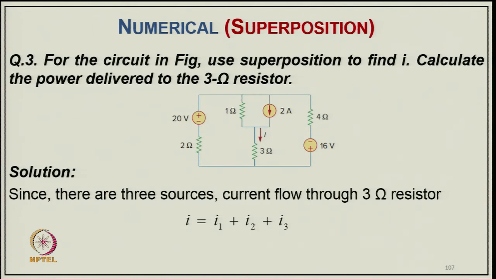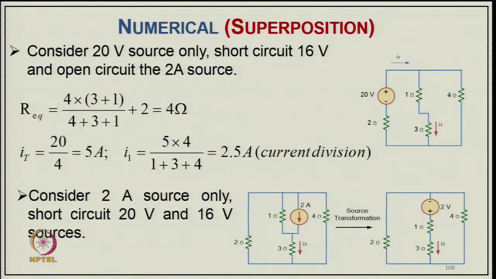Now, coming to another example of the superposition theorem for the circuit shown here. Use the superposition theorem to find the current in the 3 ohm resistance, and calculate the power delivered to the 3 ohm resistor. There are 3 sources, 2 independent voltage sources and 1 current source. The current I will be equal to the current due to all 3 sources, I1 plus I2 plus I3. Now, we take the circuits one by one.